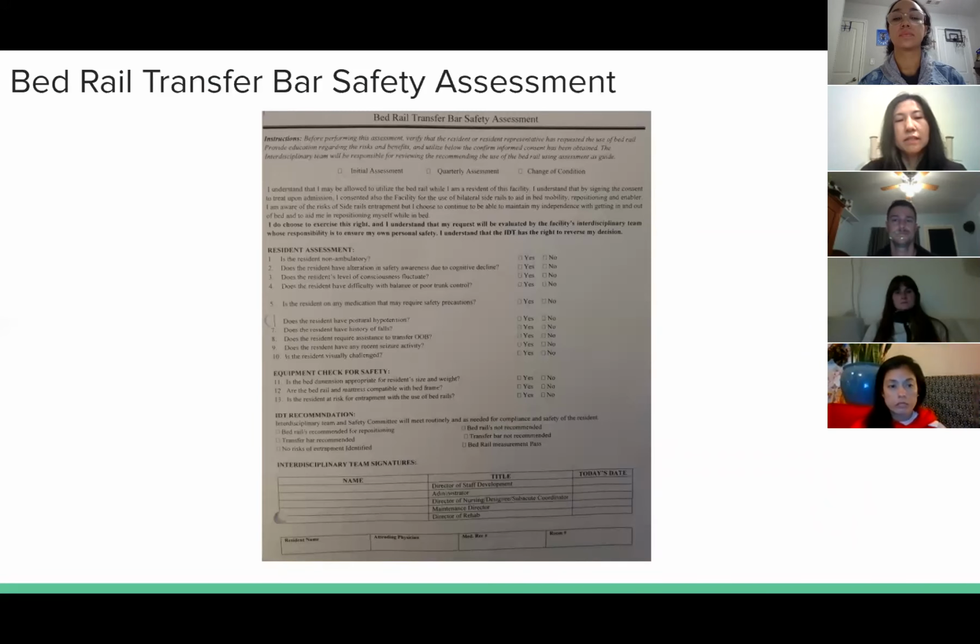Next slide, please. Okay, now I'll be talking about the different forms involved with the fall risk before and after the fall has happened. The first form I will be discussing is the bed rail transfer bar safety assessment. It asks important questions such as if the patient is non-ambulatory, has difficulty with balance or poor trunk control, and other important considerations are if the patient is on any medication that requires safety precautions, has a history of falls, and if the patient is visually challenged. Next, please.